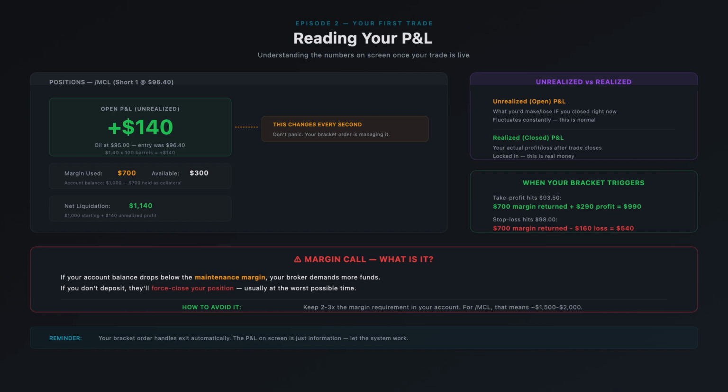One important concept: if your account balance drops below the maintenance margin level, you'll get a margin call. Your broker will ask you to deposit more funds or they'll close your position for you. This is why you should always keep extra cash in your account beyond just the margin requirement. A good rule of thumb is to keep at least 2 to 3 times the margin amount.